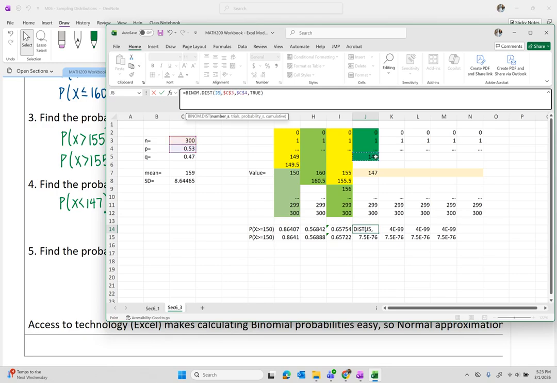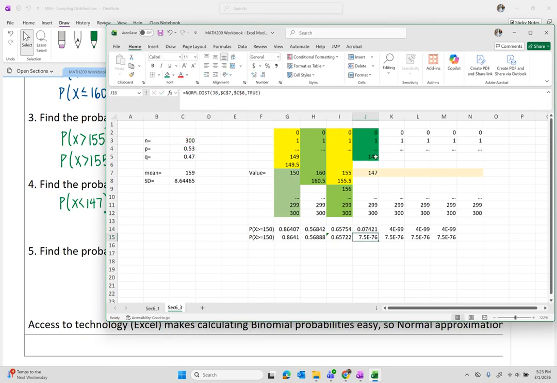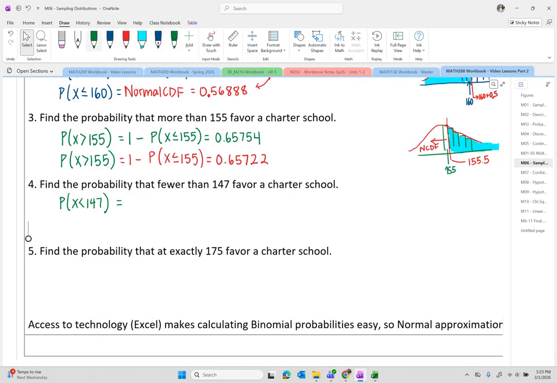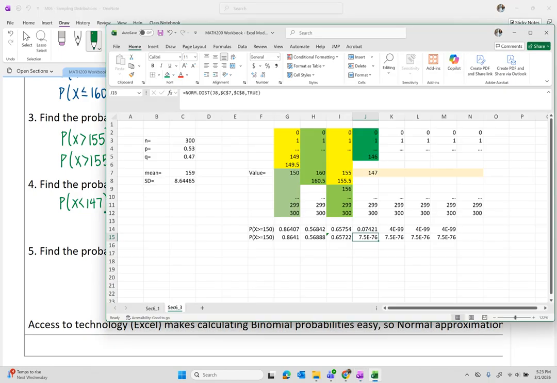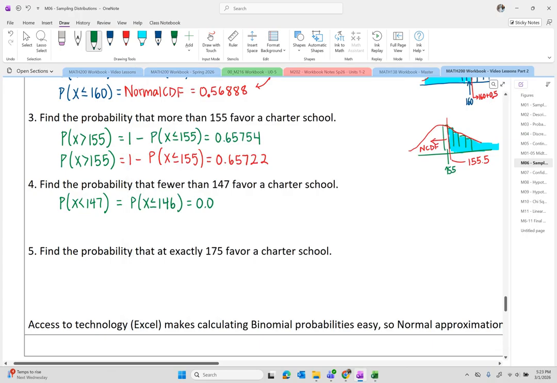So here, that will be less than or equal to 146: 0.07421. So that will be the probability of x being less than or equal to 146 in terms of discrete variables, and that was 0.07421.